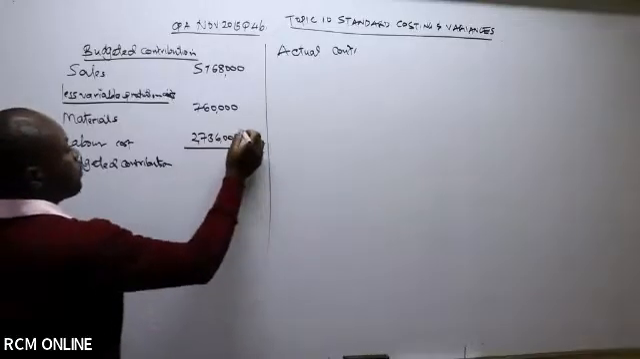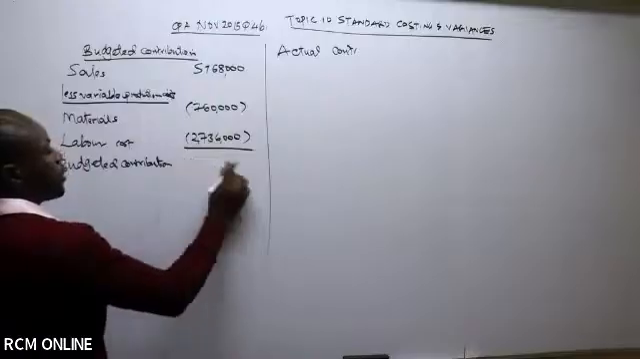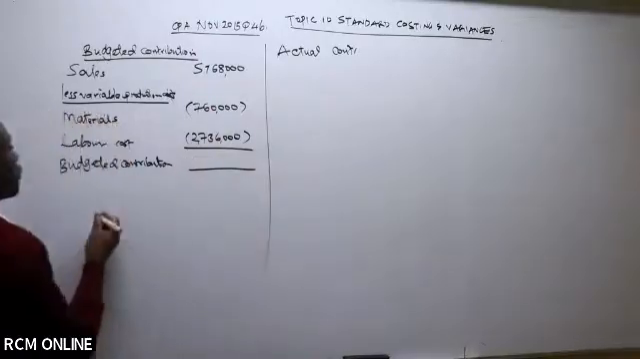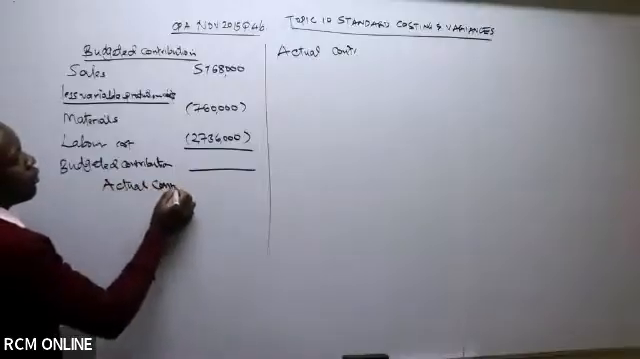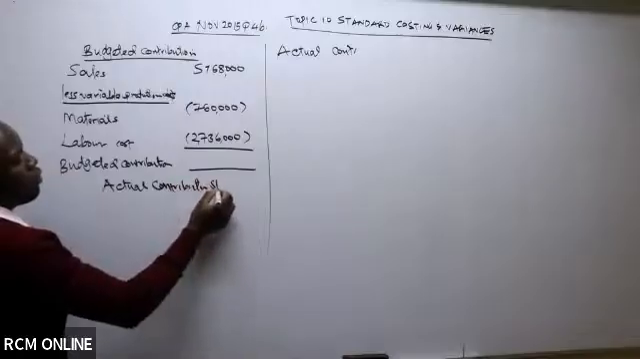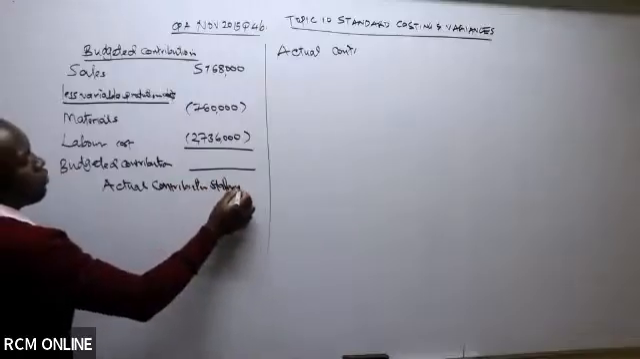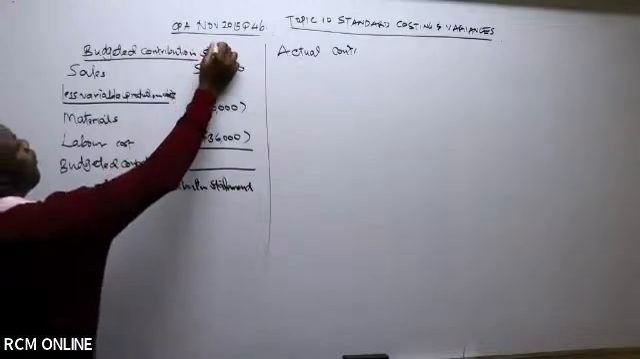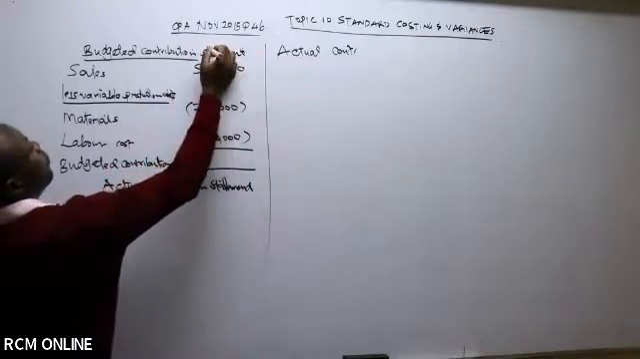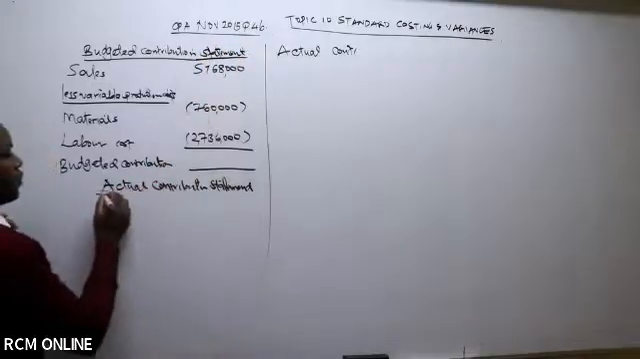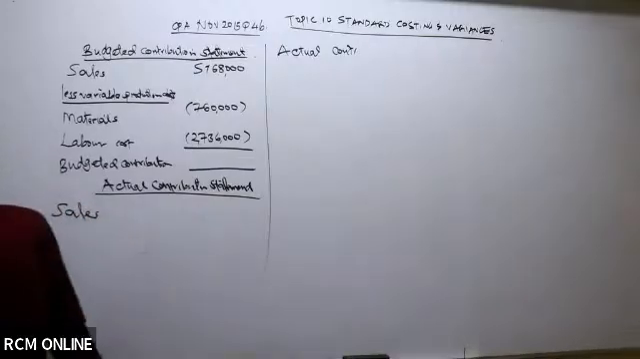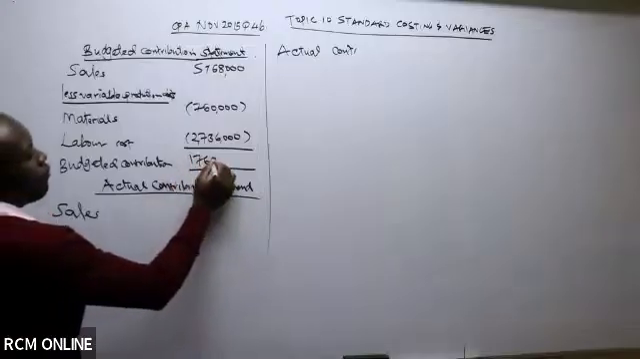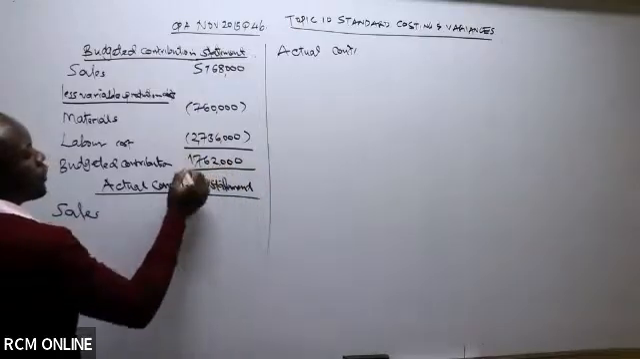Good. So once we do that, we'll be able to get our budgeted contribution. What is our budgeted contribution? Budgeted contribution, 1,672,000. Good. Then we move to the next one.